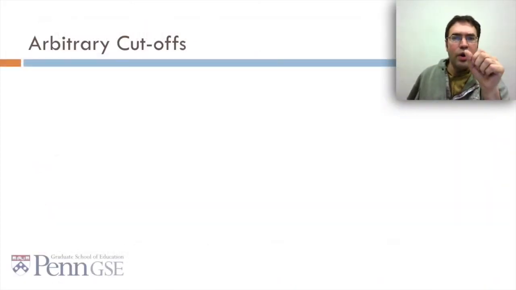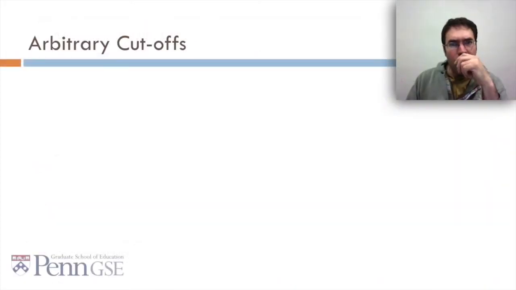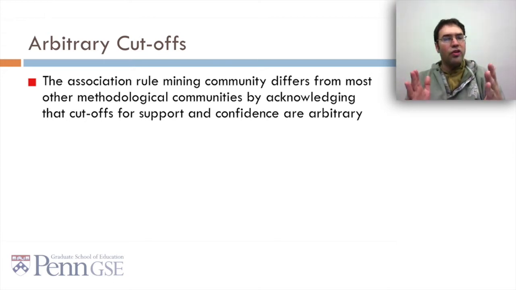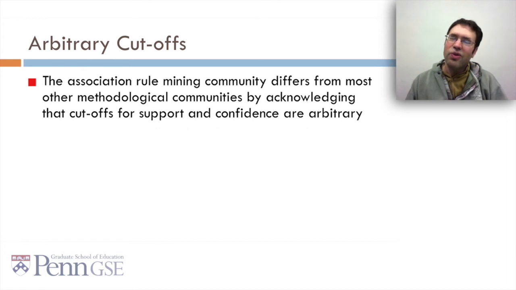Now, let's talk about arbitrary cutoffs for a minute. Now, what's a good support? What's a good confidence? Well, the association rule mining community differs from most other methodological communities by actively acknowledging that cutoffs for support and confidence are completely arbitrary. That's so cool.